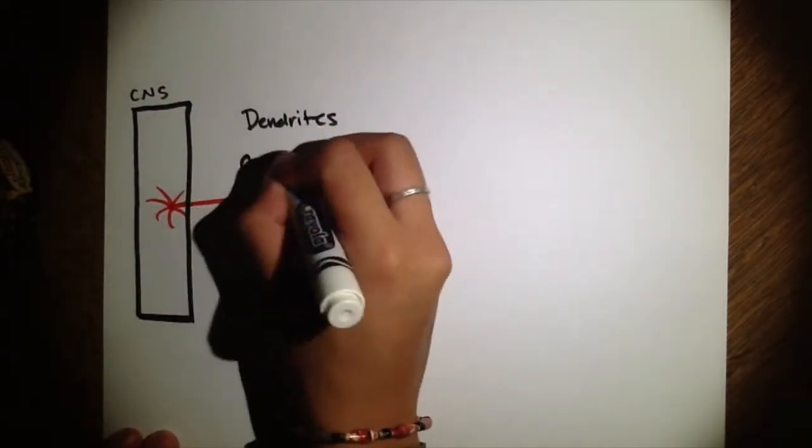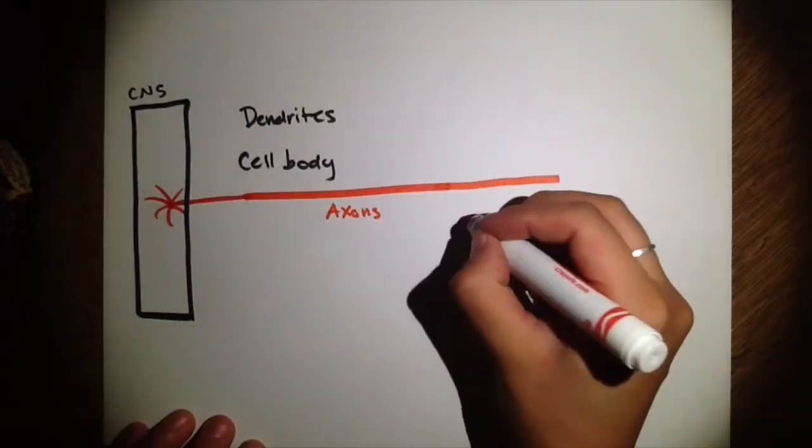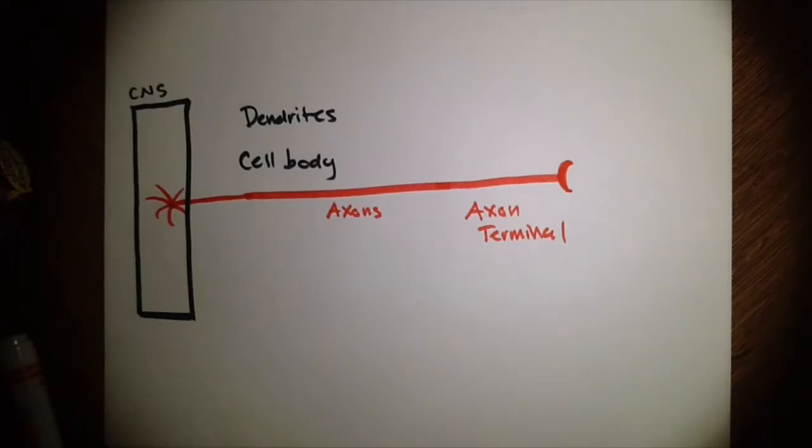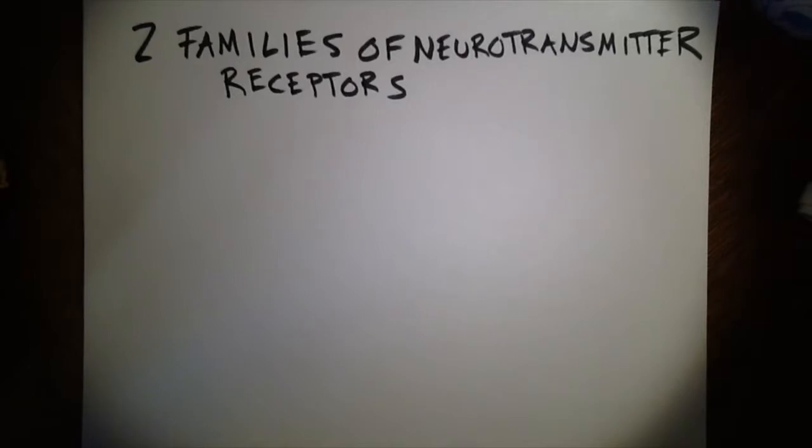The main components of the autonomic nervous system are dendrites and the cell body. The dendrites and the cell bodies travel through axons and then to an axon terminal. The axon terminal is what releases neurotransmitters. There are two families of neurotransmitter receptors.